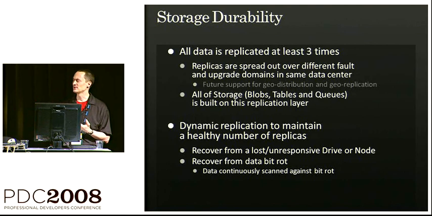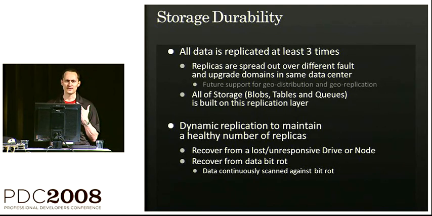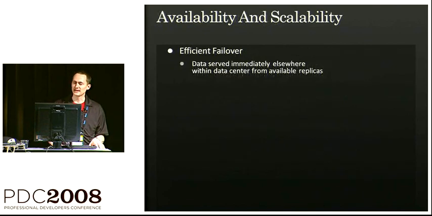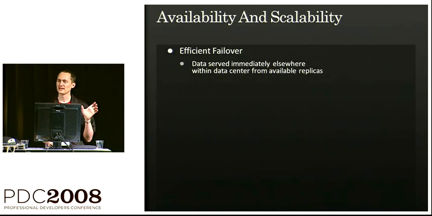Similarly, we continuously scan your data for bit rot. So if a piece of your data or one of your replicas has a corruption, we will recognize that and then re-replicate from one of your healthy replicas to get you back up to 3 or more replicas. Then for availability and scalability, we provide efficient failover. We quickly identify if there are failures, and we immediately serve your data from one of your healthy replicas.